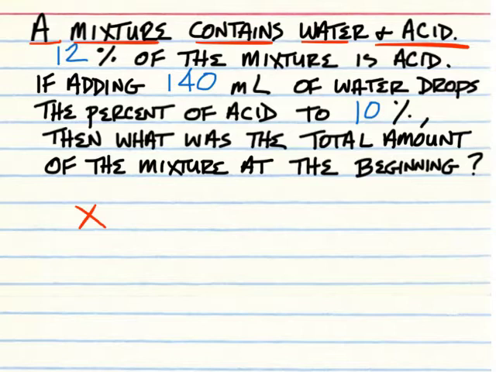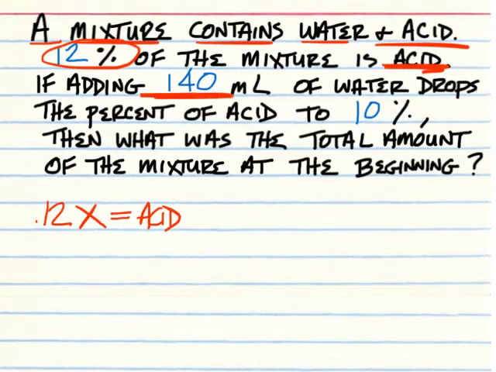And we have to multiply that by 12% to figure out how much acid is in the mixture. So we multiply by 0.12 to get 0.12x, and that's how much acid we would have. Let's add the water to the total. So the total is x, and the amount of water is 140. That is your new total.